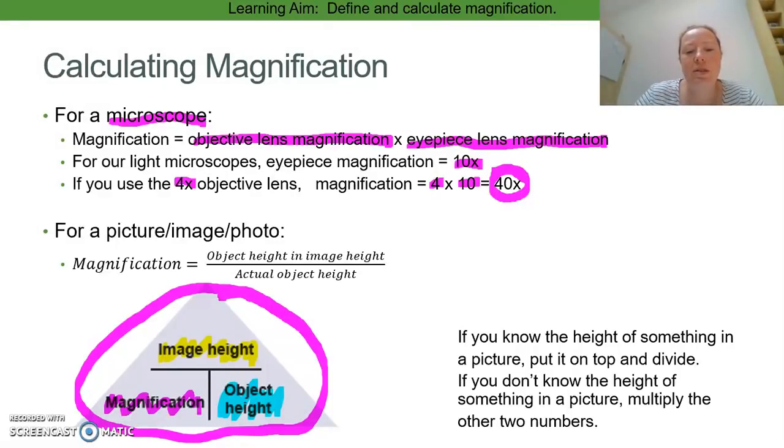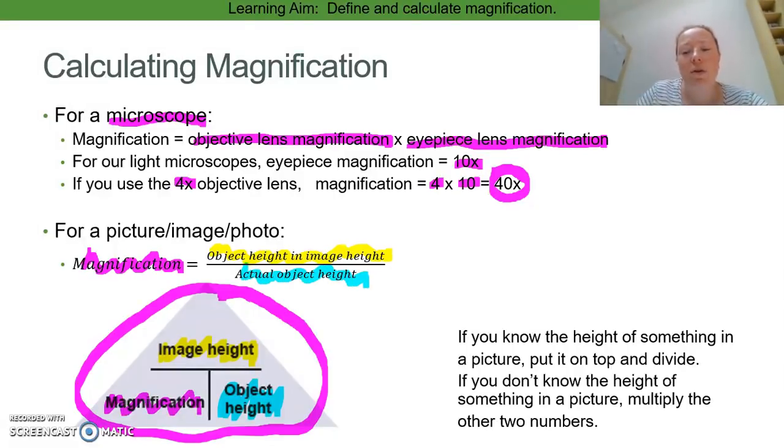So 3 things, just like before, whatever you're calculating, cover it up. So get your thumb out. If we're calculating the image height, put your thumb over the image height and you'll see that it's magnification times object height. If we're calculating magnification, then it is image height, so however big you measure it in the image or the photo, divided by however big it is in real life.